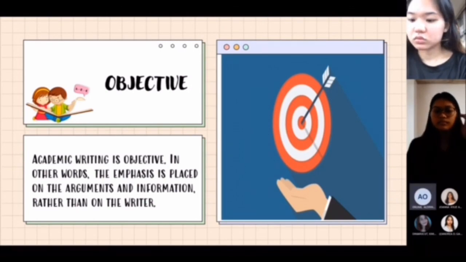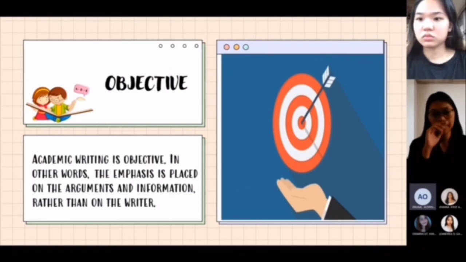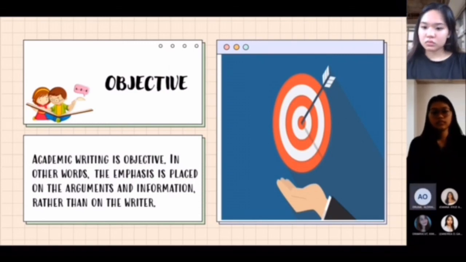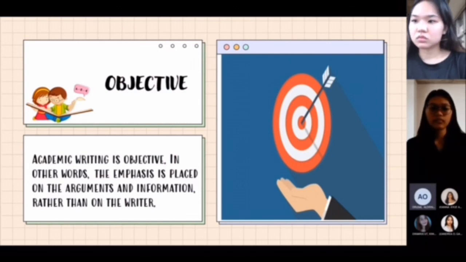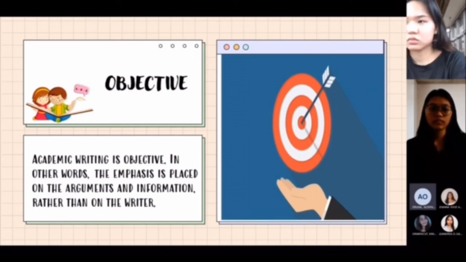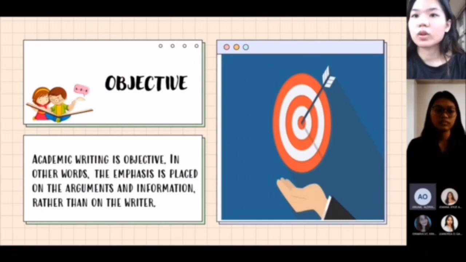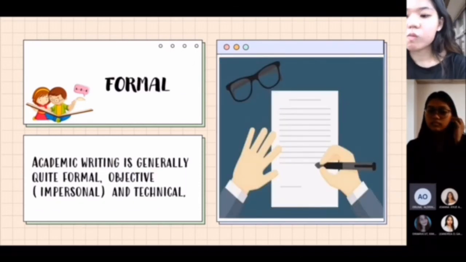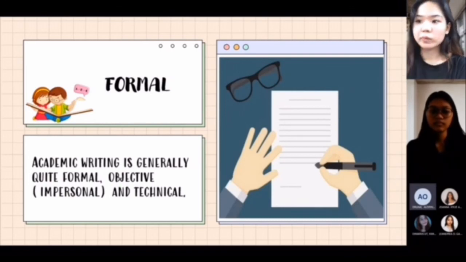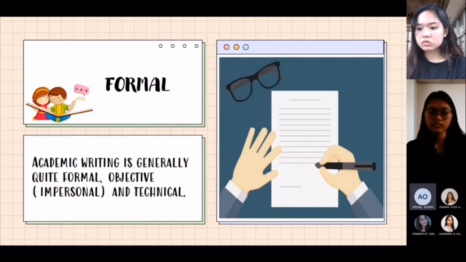Objective. Academic writing is objective. In other words, the emphasis is placed on the argument and information rather than the writer. Just like I said earlier, this is what sets academic writing apart from your typical essay, because your typical essay is sometimes subjective, which means that it is based on your personal opinions. In academic writing, that is not the case. Being objective in academic writing is a must, and it is the reason why it is different from your essay. Academic writing uses words and emphasizes arguments that have been proven via concrete and solid evidence that have been claimed by other sources to be true. Next slide, please.